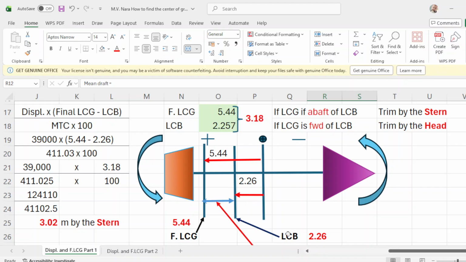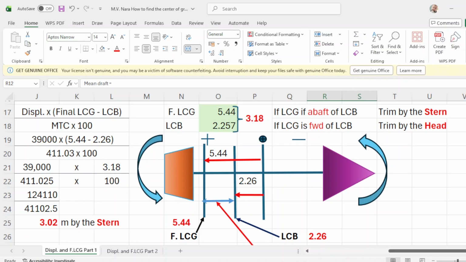This is your center of buoyancy, from midship going to 2.26, so the tendency of this LCB is to push the vessel upward. So when the forward part is pushed upward, the direction is counterclockwise, then the stern will go down. That's why you are trimmed by the stern, because there is too much weight here and the buoyancy of the water pushes the vessel upward on the forward part. So you are trimmed by the stern. So that's another explanation, okay?